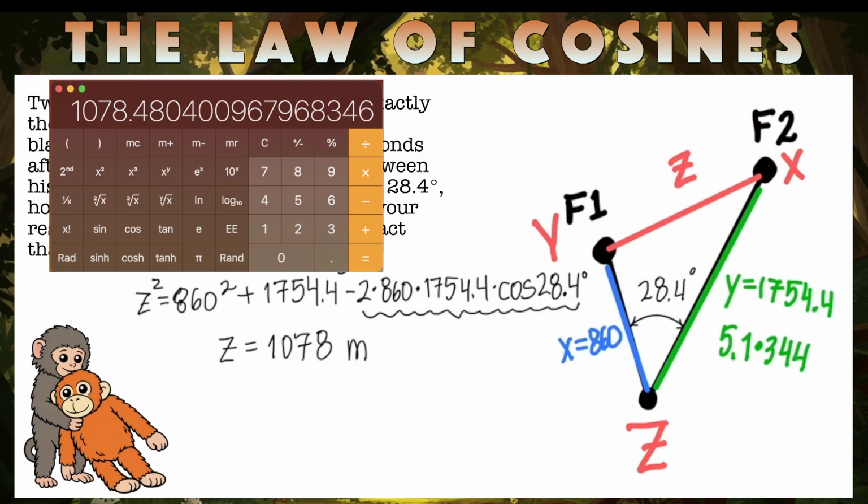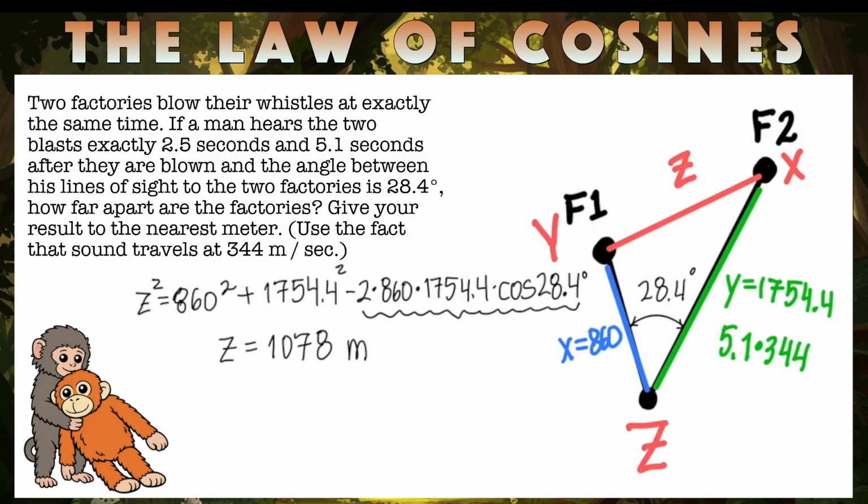I can shut off my little calculator. Obviously that's an estimation, and that would be the answer for z. So that is the distance between the two factories.